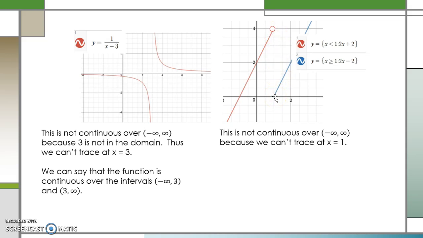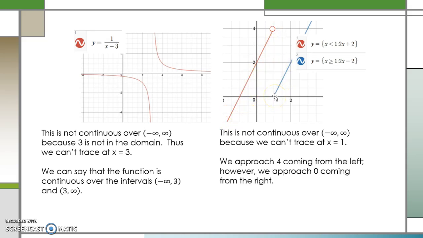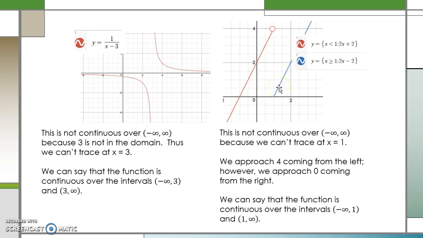Notice that this is also not continuous from negative infinity to positive infinity, because as I trace my graph, I stop. I have to hop down here to continue. So it's not a nice continuous line. So we approach 4 coming from the left. However, we approach 0 coming from the right. So we're approaching two different locations.